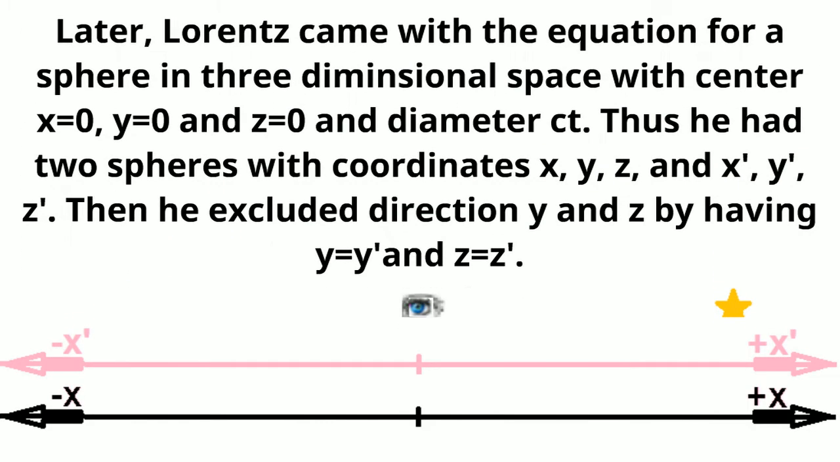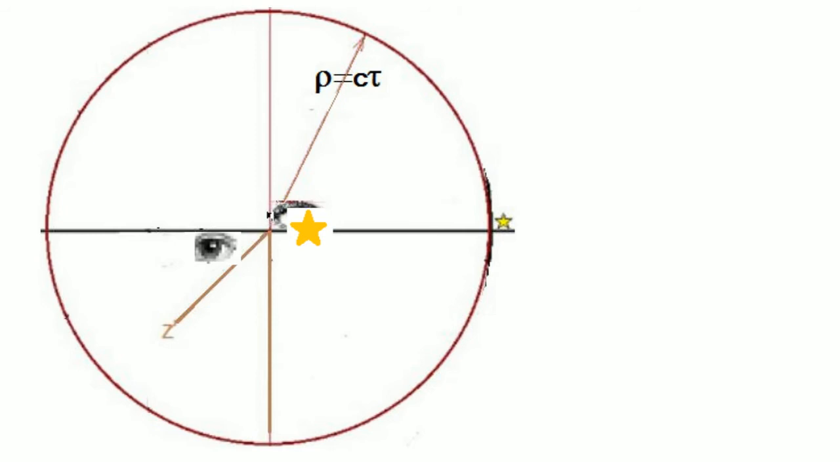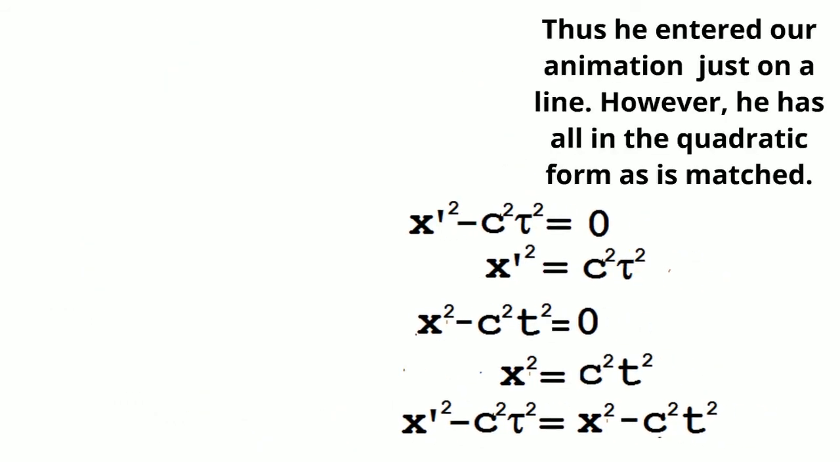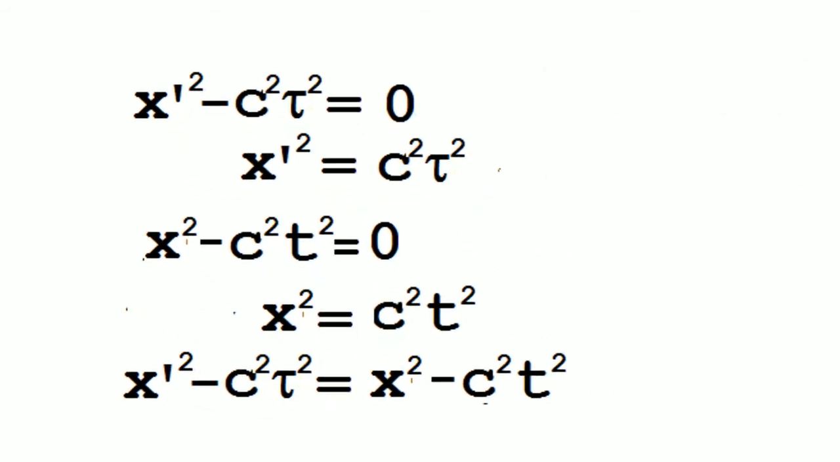Later, Lorentz came with the equation for a sphere in three-dimensional space with center x equals 0, y equals 0, and z equals 0, and diameter ct. Thus he had two spheres with coordinates x, y, z and x prime, y prime, z prime. Then he excluded directions y and z by having y equals y prime and z equals z prime. Thus he entered our animation just on a line. However, he has all in quadratic form as is matched.